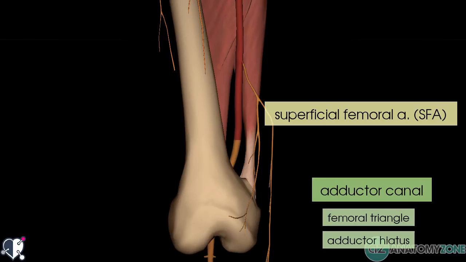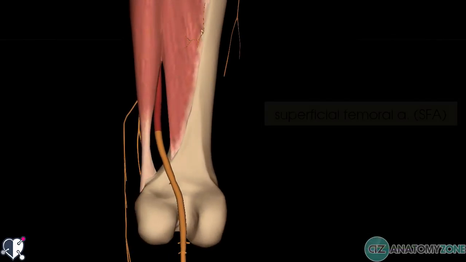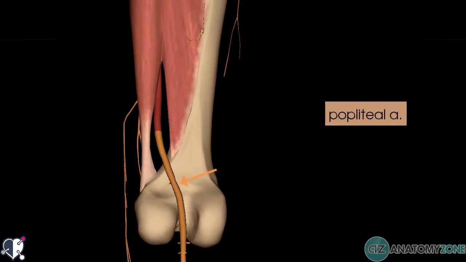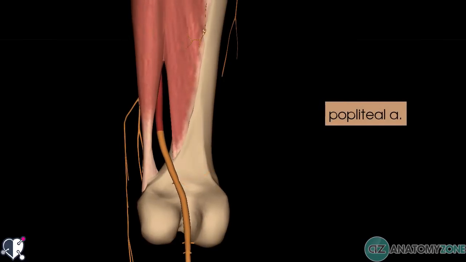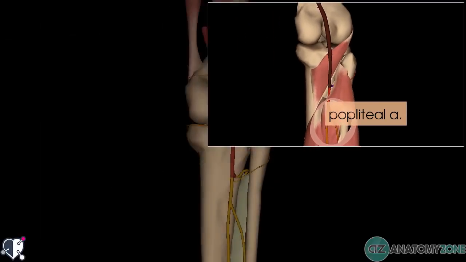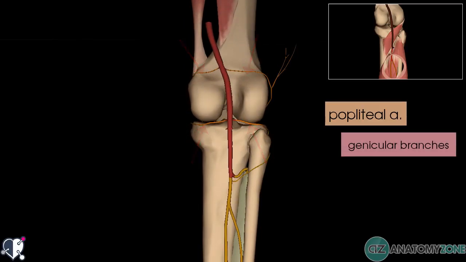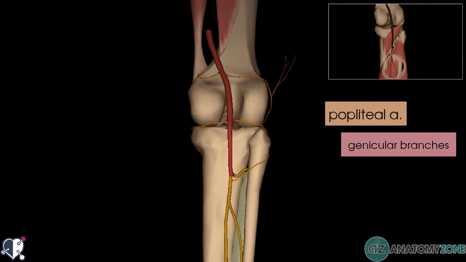So as the SFA passes through this hiatus into the posterior compartment of the thigh, it becomes known as the popliteal artery. So this artery passes between the gastrocnemius and the popliteus muscles, and it gives off genicular branches which supply the knee joint, and it then divides into anterior and posterior tibial arteries.